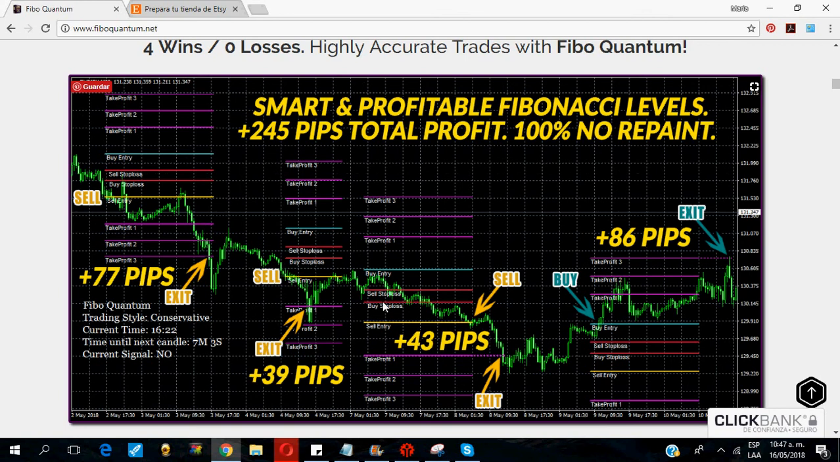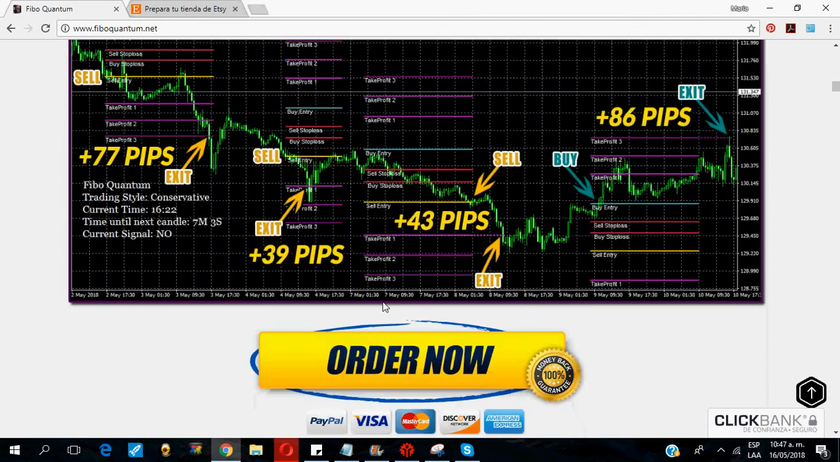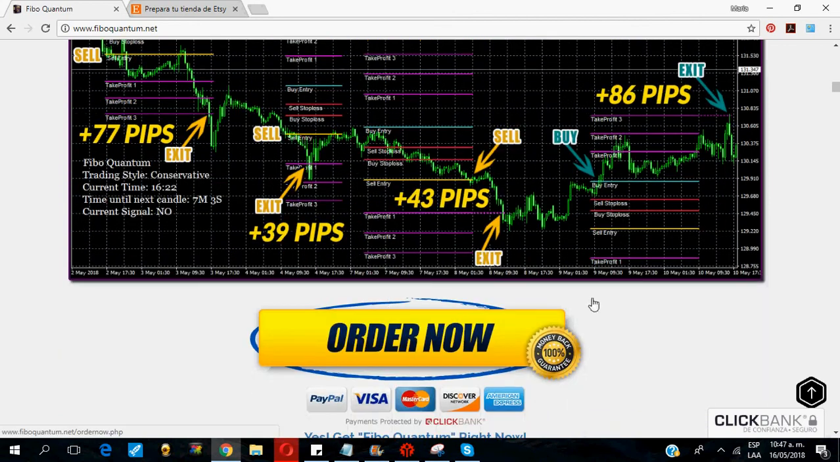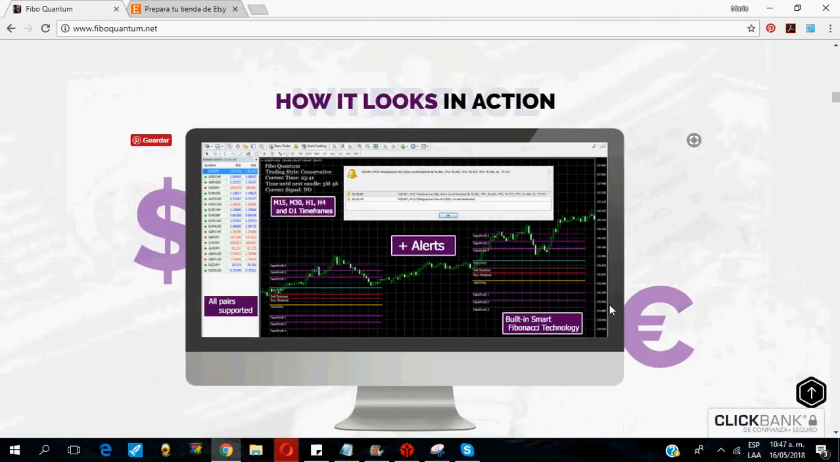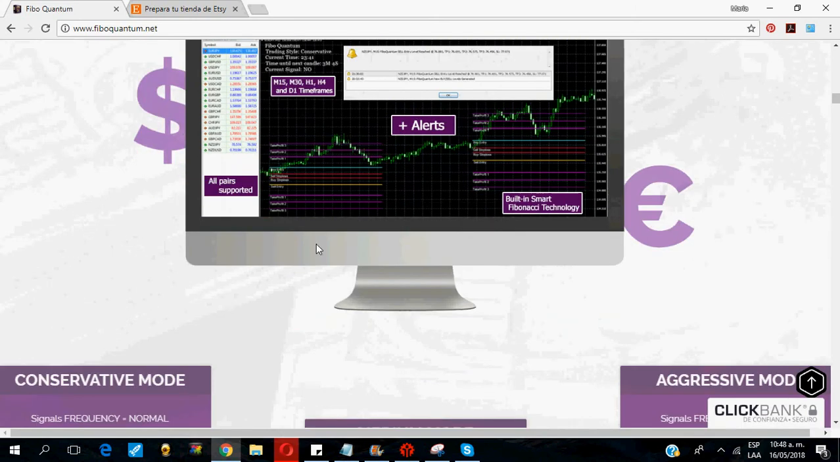Whenever a new set of levels is generated or an entry level is reached, Fibo Quantum will inform you via pop-up sound alert, email alert, or a push notification sent to your mobile. Important. Here, you can see this is the pop-up notification and the alerts.